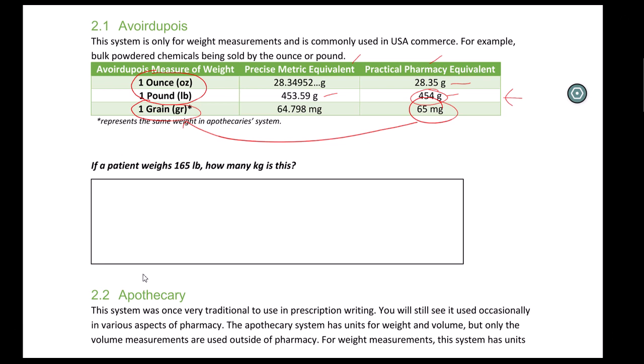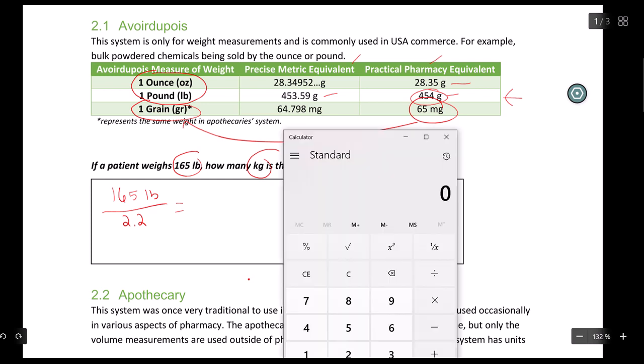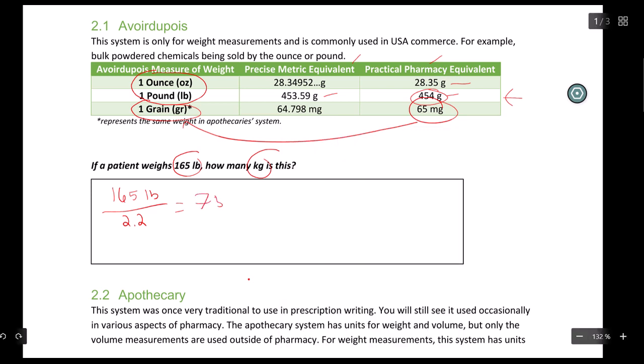Well, in our case, we are going to be looking at something which is very easy for us to do and utilizes some of the stuff we've learned. The easy way to convert from pounds to kilograms is to take the number of pounds, which is 165 pounds, and divide it by 2.2. If you take 165 and divide that by 2.2, you will get 75, which is equal to the number of kilograms.